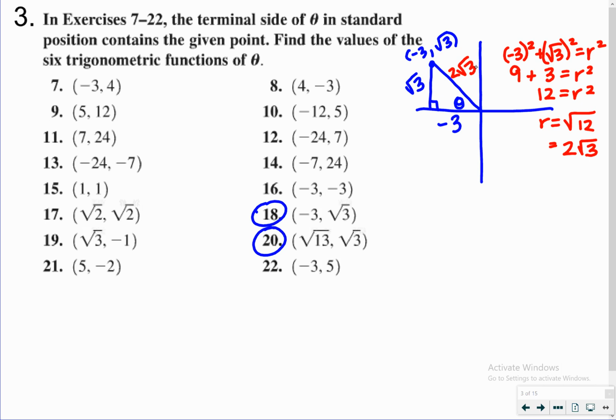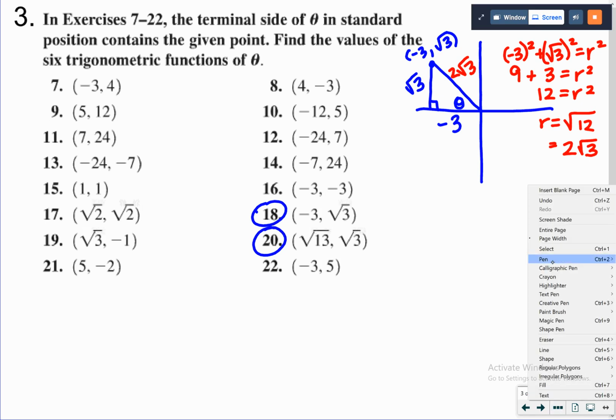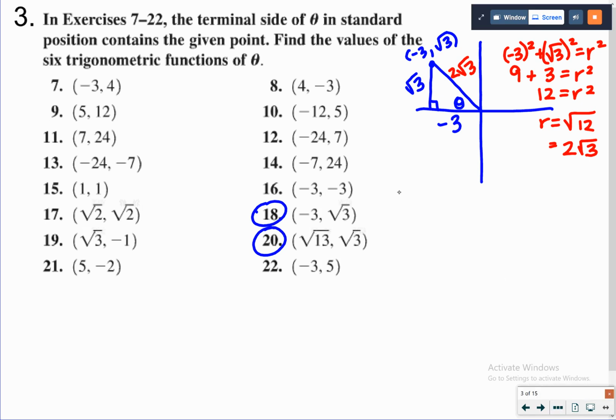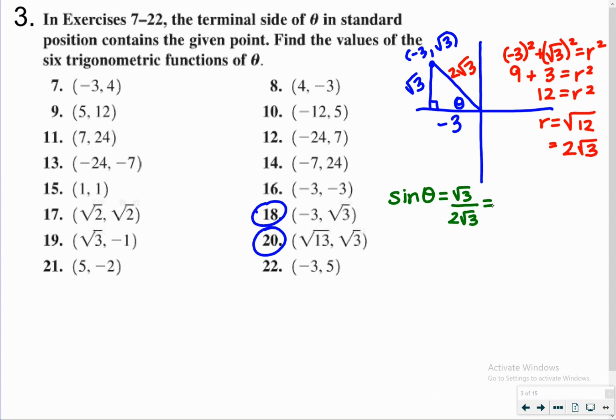And we have to do all the trig functions. That's not that bad. Okay, so now once you have the picture, sine is what, and remember, make sure you write theta next to it, is what two sides? SOHCAHTOA. Opposite over hypotenuse. Okay, opposite, rad 3 over hypotenuse 2 rad 3. What does that simplify to? 1/2. Rad 3's cancel.